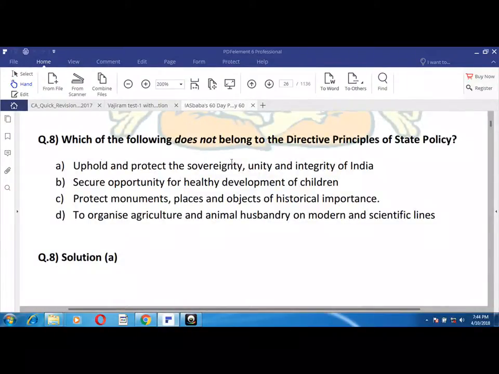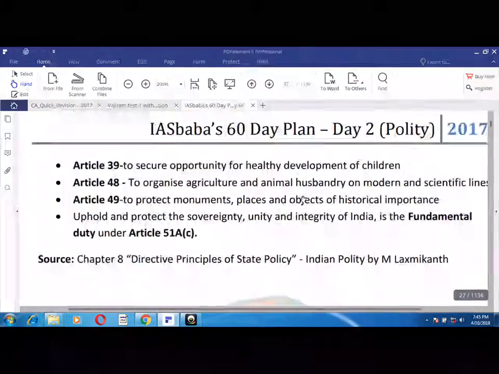Which of the following does not belong to directive principles of state policy? A. Uphold and protect the sovereignty, unity and integrity of India. It is not. Okay. Here the others are: secure opportunity and healthy development of children, protect monuments, places and objects of historical importance, and organize agriculture and animal husbandry on modern and scientific lines.